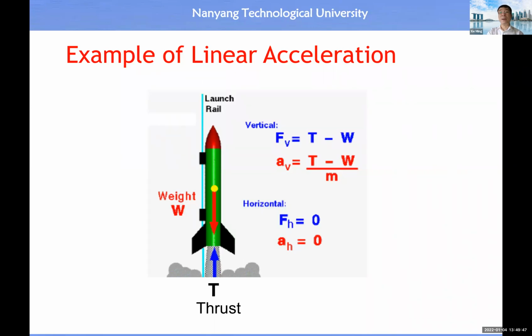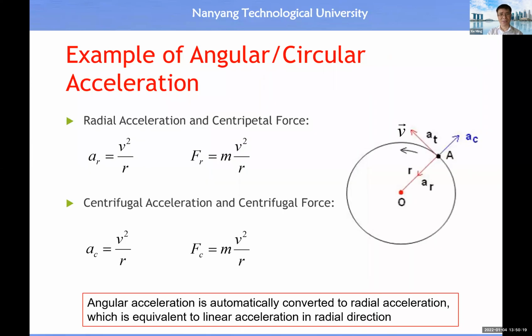And this is a simple example. This rocket will produce this lifting force, T, and this lifting force, T, will overcome the gravitational force, which is called the weight. Then the net force is equal to T minus W. This net force will produce vertical acceleration, A_V. In the horizontal direction, there's no net force, so the acceleration is equal to 0. This is a very simple calculation.